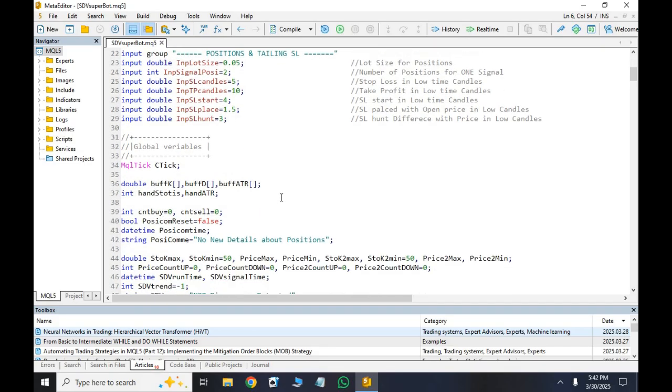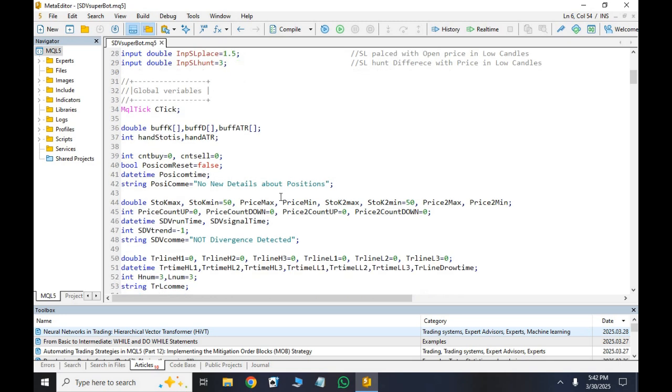And global variable MQL tick, name as C tick, and 3 double arrays for K value buffer, D value buffer, and ATR buffer values.